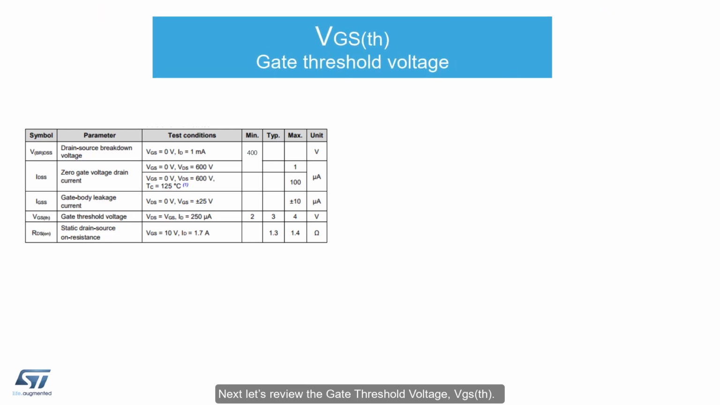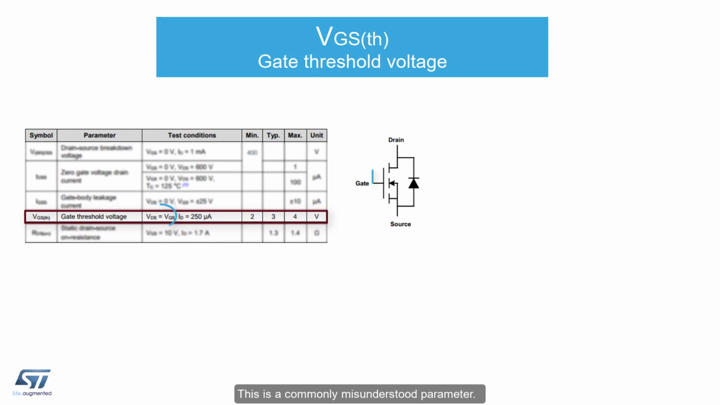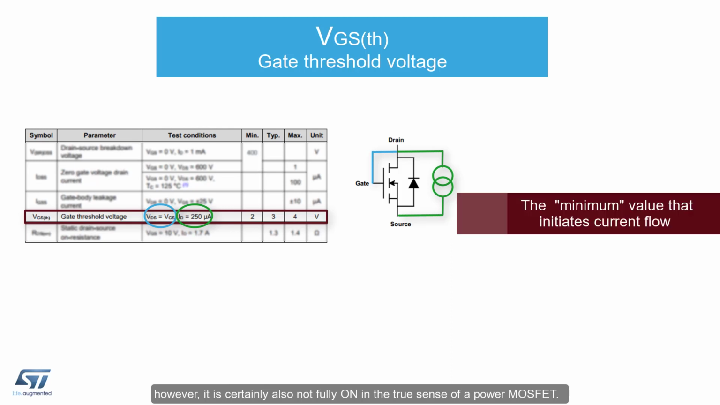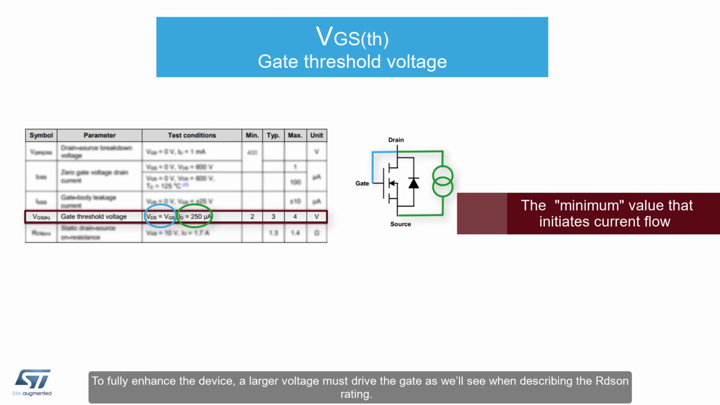Next, let's review the gate threshold voltage, VGS-TH. This is a commonly misunderstood parameter. The device is tested with the gate and drain connected, while the voltage source increases the voltage until a specified drain current begins to flow. Here we can consider the device to no longer be off. It's conducting current far greater than leakage current. However, it is certainly also not fully on in the true sense of a power MOSFET. The threshold voltage is simply the minimum voltage that initiates some drain current flow. To fully enhance the device, a larger voltage must drive the gate, as we'll see when describing the RDS-on rating.